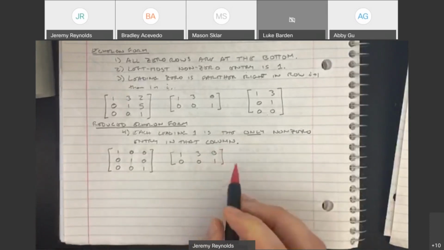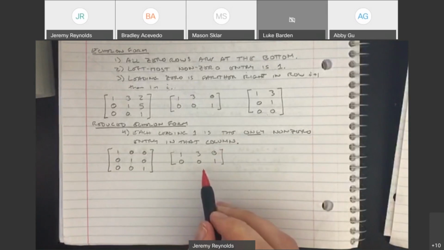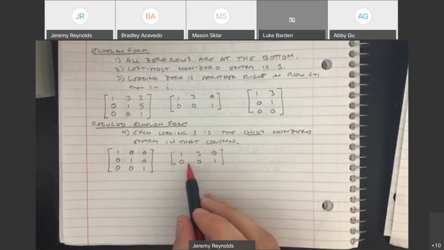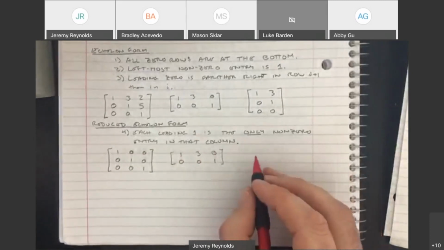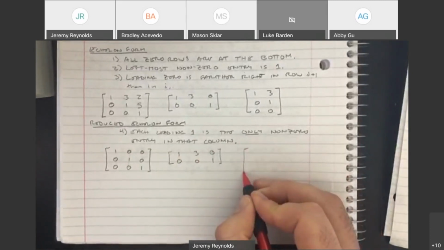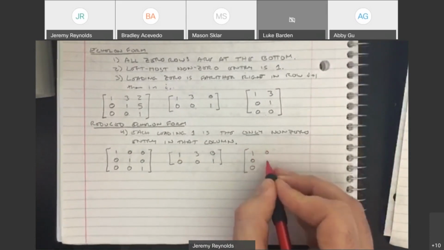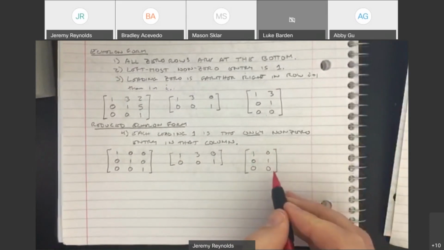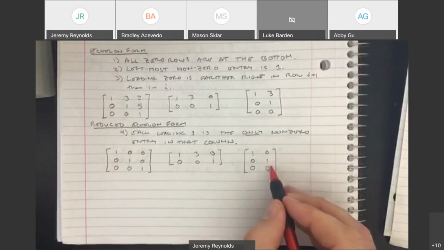From above, we can see that not only is this in echelon form, but this is also in reduced echelon form. So we have 1, 0. The 1 is the only non-zero element in that column. A third example, let's say we have more rows than columns, and we'll get something that looks like this. So this is in reduced echelon form. It follows the first 3 rules, and then 1 is the only non-zero entry in each column.